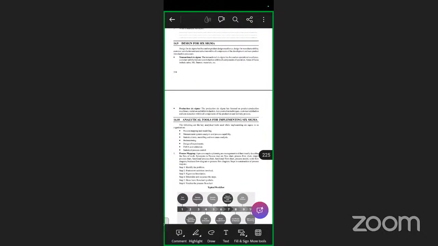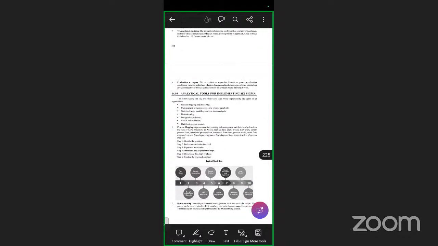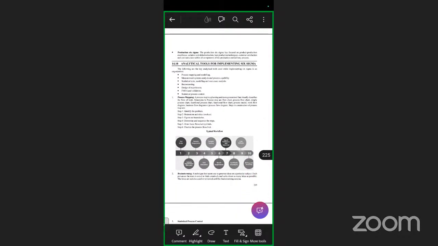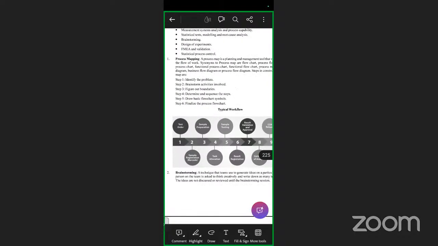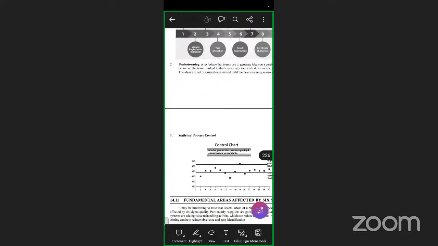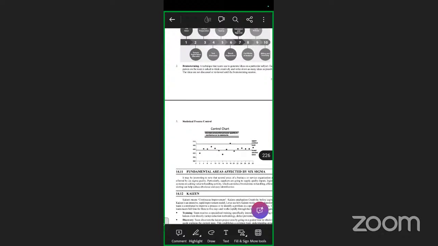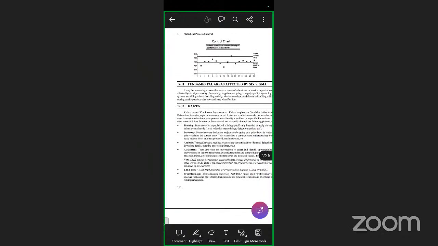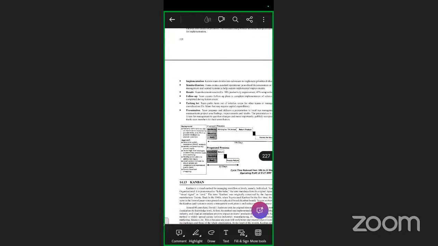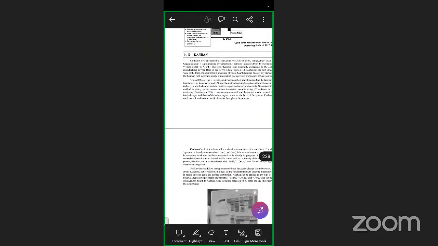After that, there is transactional Six Sigma and production Six Sigma operations, and analytical tools for implementation of Six Sigma, like process mapping, like typical workflow, step by step task order, and brainstorming sessions. They are going to use statistical process control. Next, fundamental areas affected by Six Sigma, like Kaizen, they are going to use, and Kanban also they are going to use.